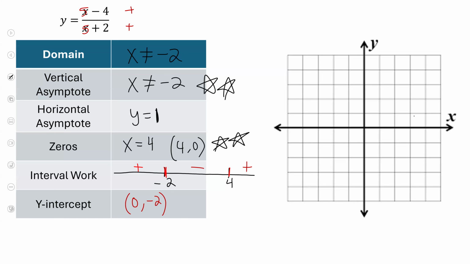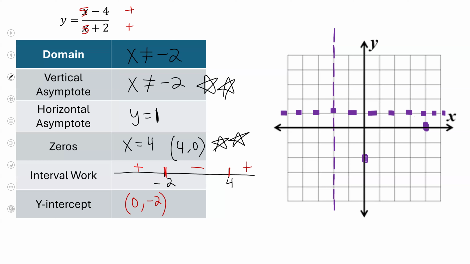So let's go ahead and graph the key features. I have a vertical asymptote at -2 and a horizontal asymptote at y equals 1. I also have a 0 at 4, and the y-intercept is at -2. Okay, so let's go ahead and graph my rational function.